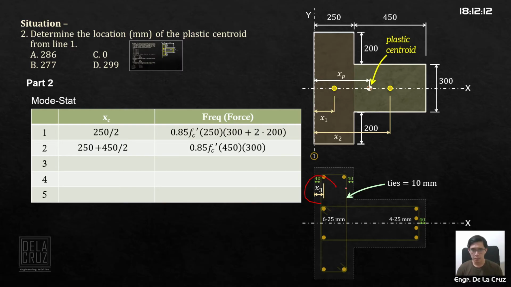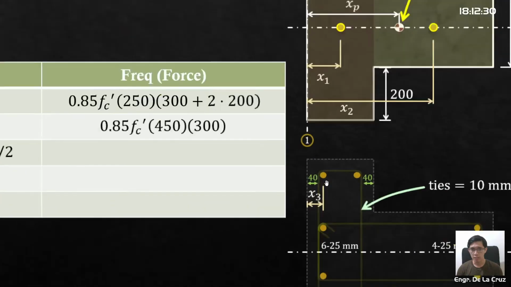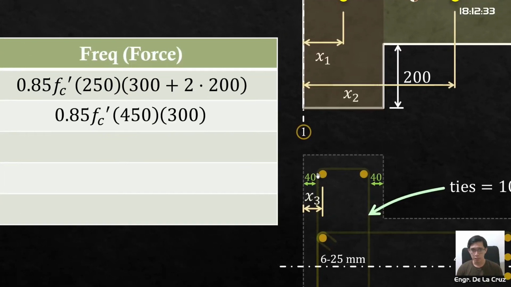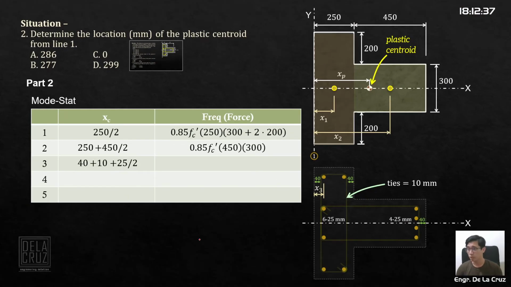So, what is x sub 3? Paano kunin yung x sub 3? So, x sub 3 is equal to the clear cover plus isang tie diameter. Merong ties dyan, plus kalahati ng bar. Take note, 25 mm bar yung ginamit. Kalahati ng bar, 25 over 2. Again, ito yan ha. 40 plus itong tie na yan plus kalahati ng bar. To the centroid tayo, of course.